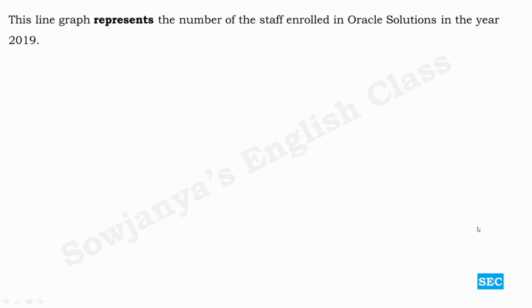First one, introduction. This line graph represents the number of staff enrolled in Oracle Solutions in the year 2019. So what have I done here? I have simply written whatever is given in the topic of the question. This line graph represents the number of staff enrolled in Oracle Solutions in the year 2019. Directly I have taken this from the given question. So my introduction is done over here.